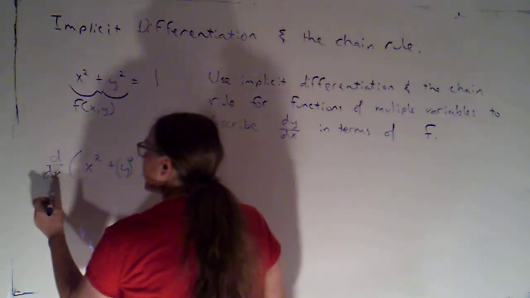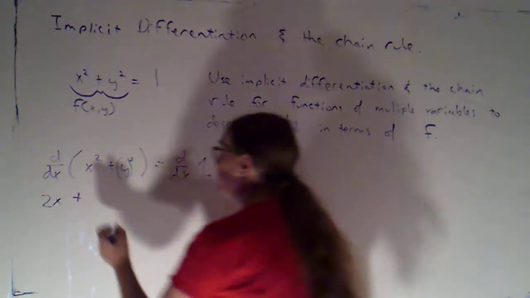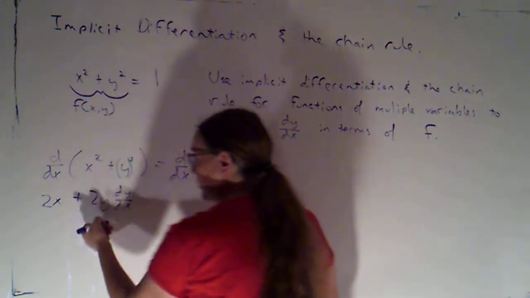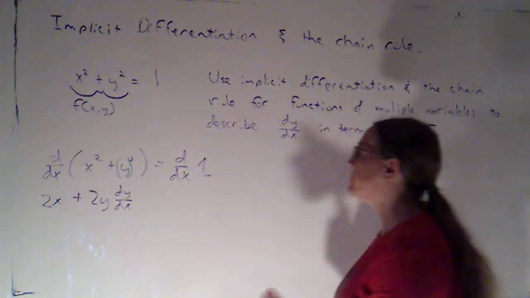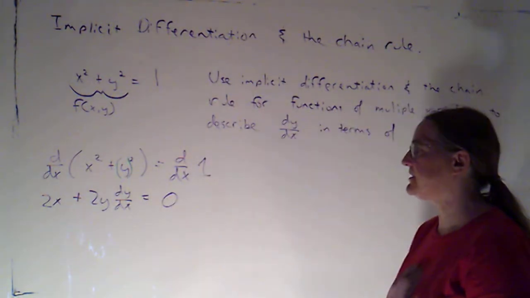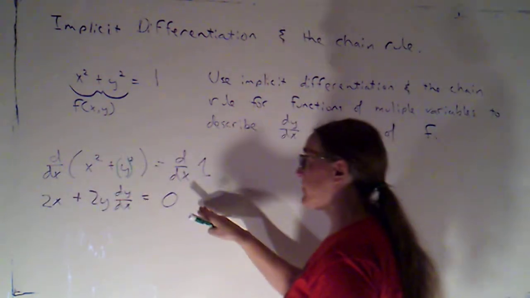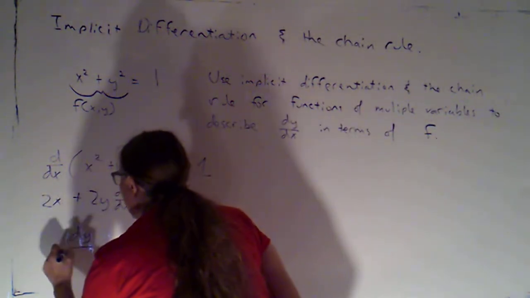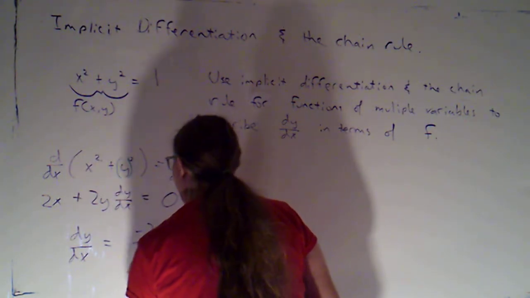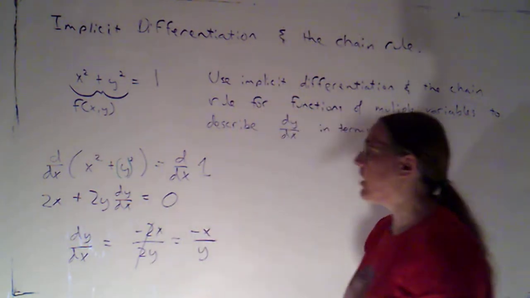Okay, so working our way across, we would get 2x plus, now here we're using the chain rule, 2y times dy by dx, or I could write y prime here if I wanted to, and that's going to equal 0, because the derivative of a constant is 0. And then, of course, I'd want to solve for this, so I'd subtract over the 2x, so dy by dx would be negative 2x, and I'd divide by the 2y, and then I could cancel the 2's, and we get the opposite of x over y.